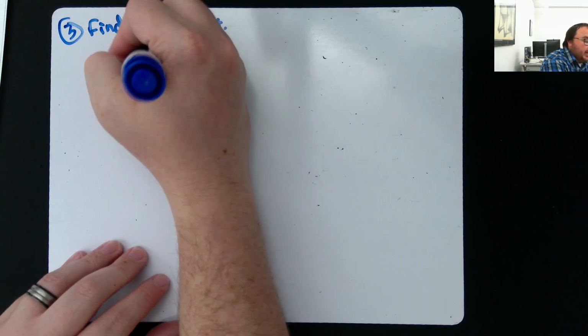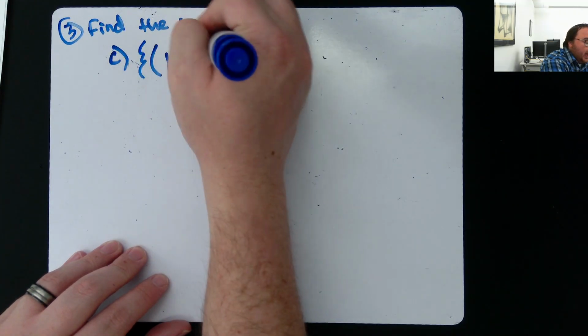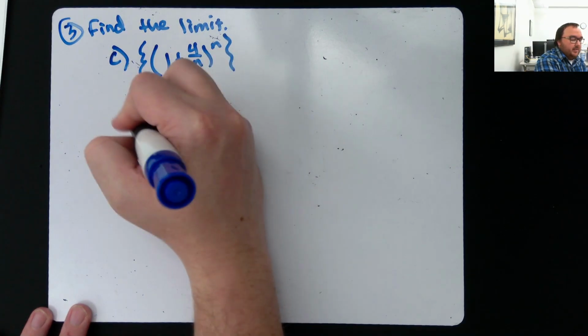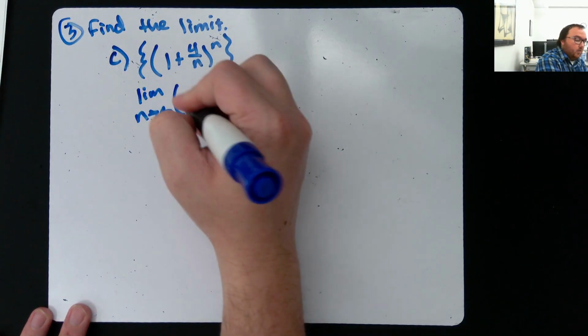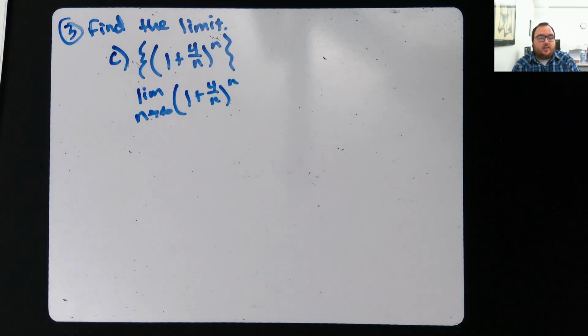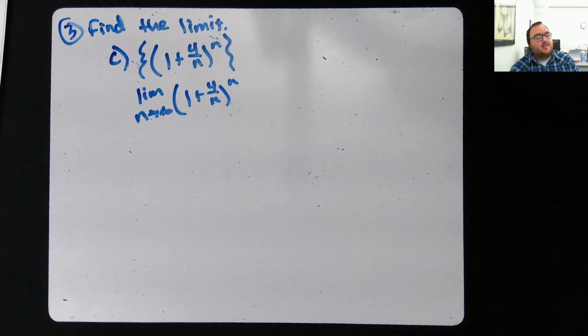This is going to be the sequence (1 + 4/n)^n. So we're taking the limit as n goes to infinity of (1 + 4/n)^n. This is a concept from Cal 1. I'm going to describe it this first time, and then every other time I'm going to assume you are going to remember this. And so here I go.